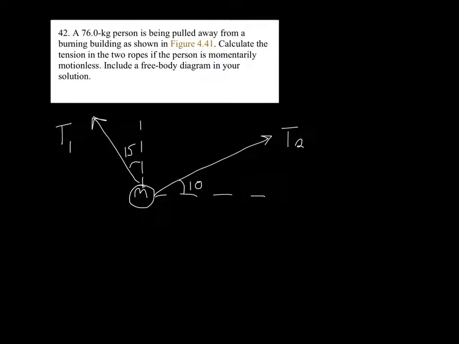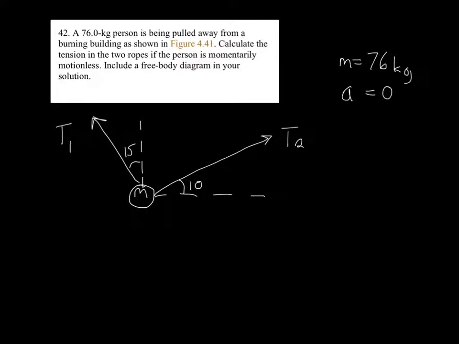So I can write down all the things that I'm given. I'm given that the mass of this person is equal to 76 kilograms. I'm also given that the acceleration of this person is equal to 0 because the person is not moving. What I also notice is that I have two forces acting at angles. I have one angle acting up and another angle acting up and over, kind of up from the horizontal axis. Anytime I see that, that makes me think I need to break those forces up. I need to break those tensions into their x and y components. So we're going to go ahead and do that.